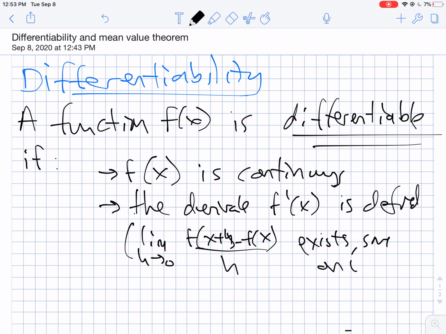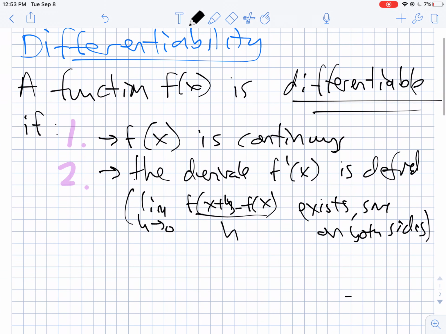Okay, so what we're basically saying here is if a function is differentiable, and this could be either on an interval or at a point, two things must be true. One, it must be continuous. Two, the derivative must be defined. So if I tell you a function is differentiable, you know it's continuous. That actually is pretty useful. So let's talk about graphically what this looks like.